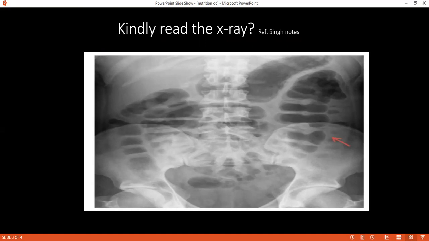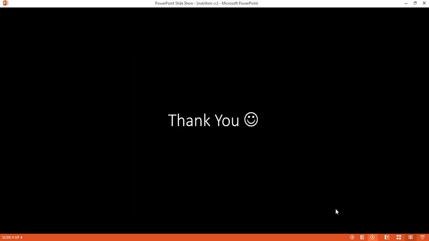Yes. This is an X-ray of the abdomen and pelvis. Yes, please. This is a coin stack appearance due to small bowel obstruction secondary to stricture of Crohn's disease. Very good. Okay, good. Thank you. Correct.